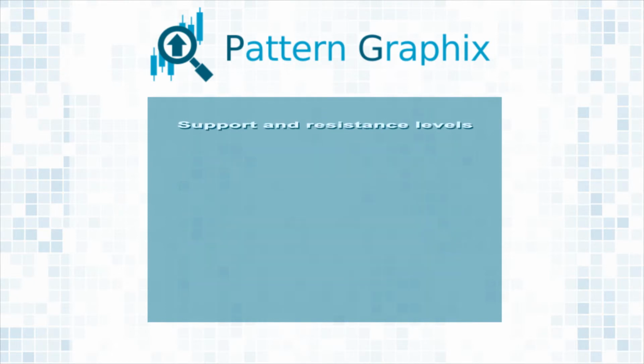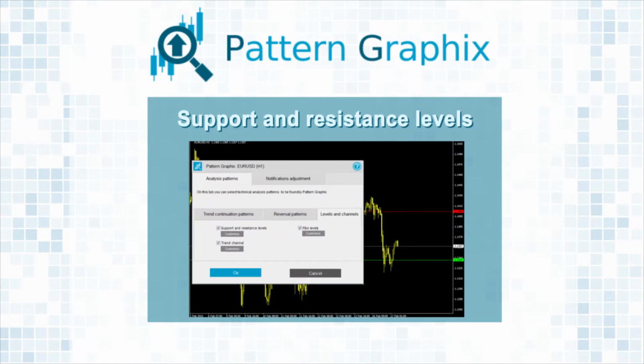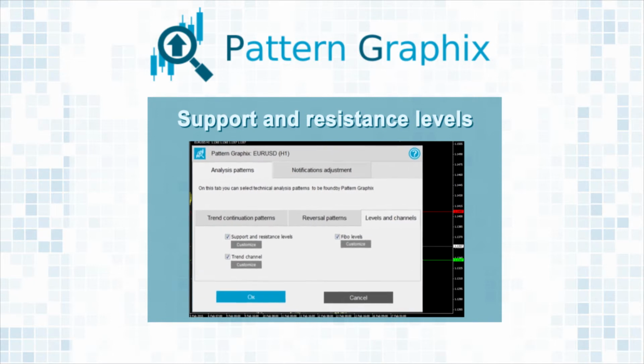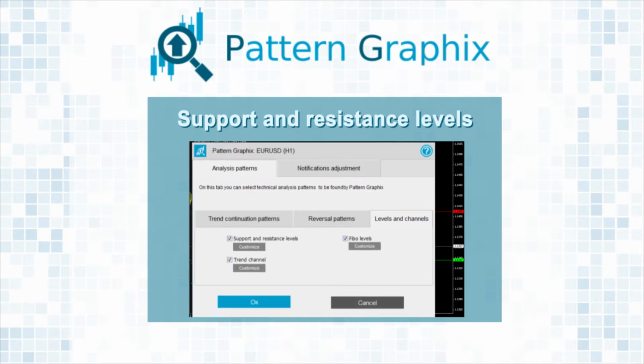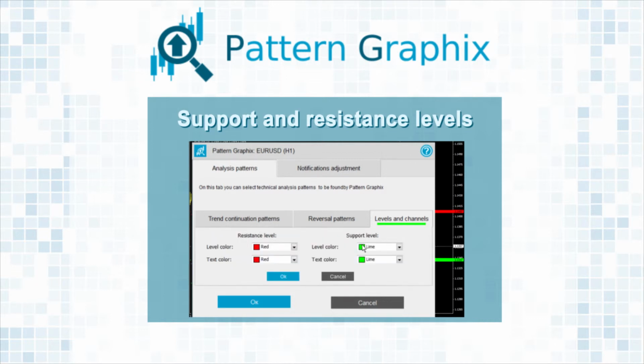Pattern Graphix also deals well with identification of levels upon touching which the price may reverse. These technical analysis instruments include support and resistance levels and the Fibonacci grid. To simplify visual perception, support levels are colored green and resistance levels red. If you want to change standard settings, you can do it in the Levels and Channels tab. Click the Customize button and choose colors to suit your requirements.